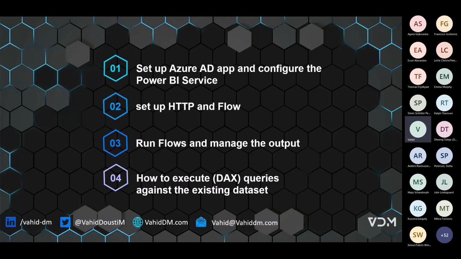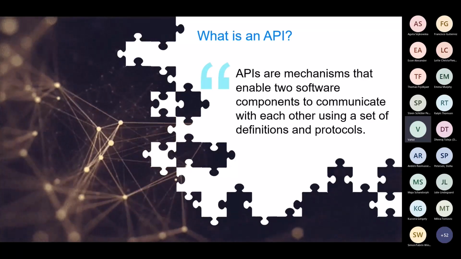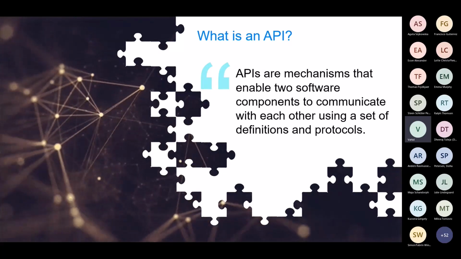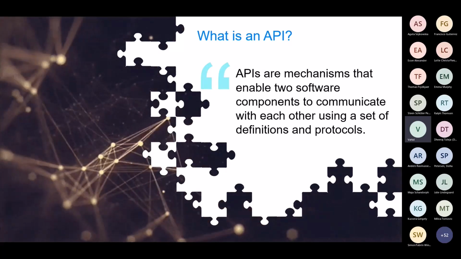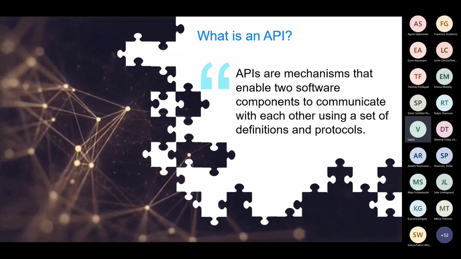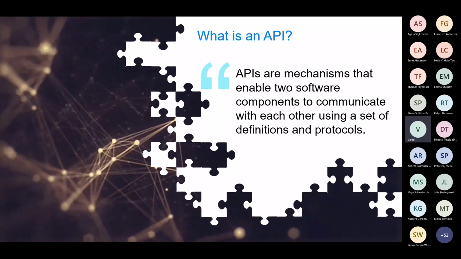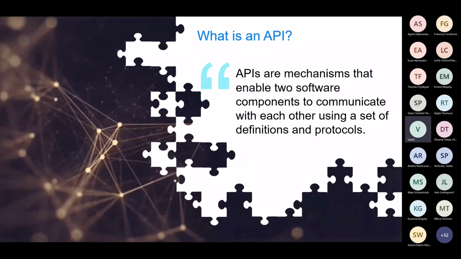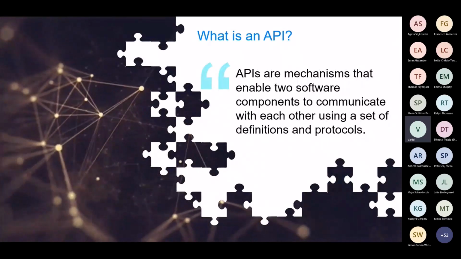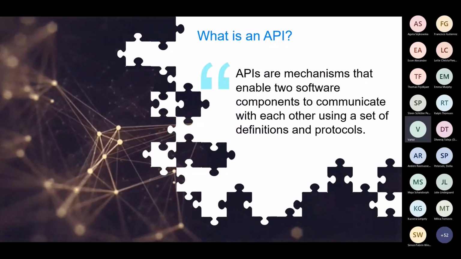So, okay, let's start with API. What is an API? APIs are mechanisms that enable 2 software components to communicate with each other using a set of definitions and protocols. That's the definition on the Amazon website. But in other words, we can say the API is a software-to-software interface, not a user interface, which allows 2 or more computer programs to communicate with each other.